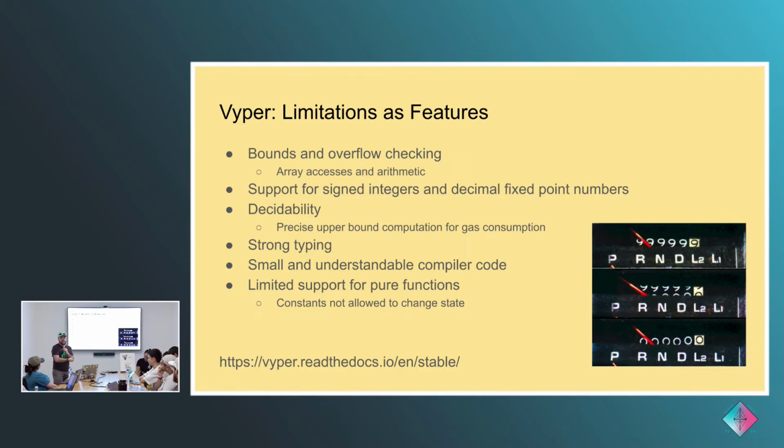Decidability, so we can actually determine the outcome. This is getting into that looping situation where we can determine or compute the upper bound, so that we know the top limit when we're consuming gas. At most this contract will execute 27 times in this loop, and that's the most it could execute. It might only execute once, right? We've got strong typing. The compiler code itself is small and understandable, and we have limited support for pure functions, such as constants not being allowed to change within the contract. Set it once, it shouldn't change state.